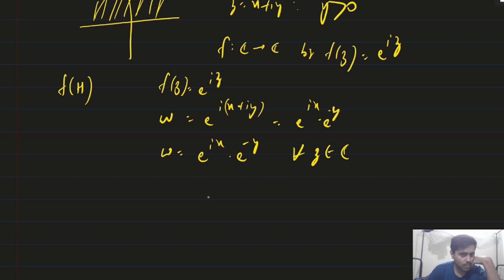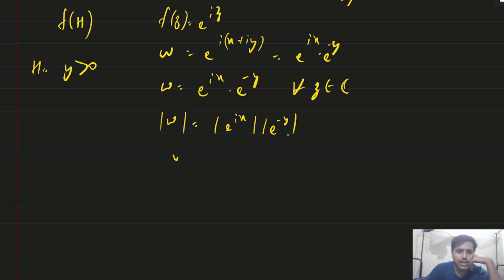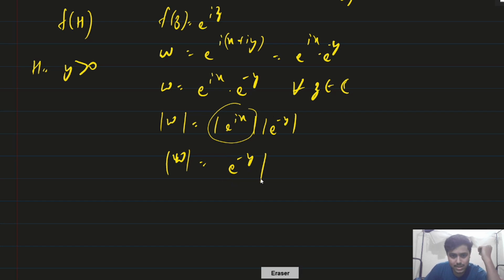Now you think, what is H? H is the upper half plane, means y greater than 0 and x can take any value. So let us find the mod of it. Mod of w will be mod of e to the power ix into mod of e to the power minus y. We know that the mod of e to the power i theta is always 1, so this will be 1. So we are left with e to the power minus y, and the mod of e to the power minus y is e to the power minus y.